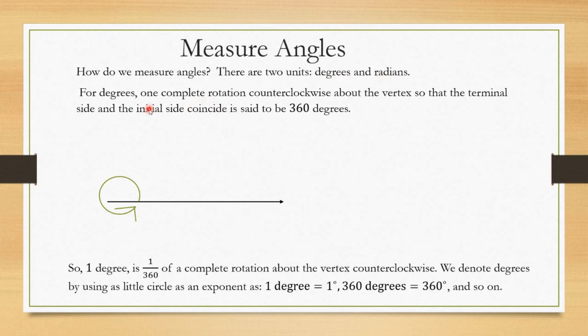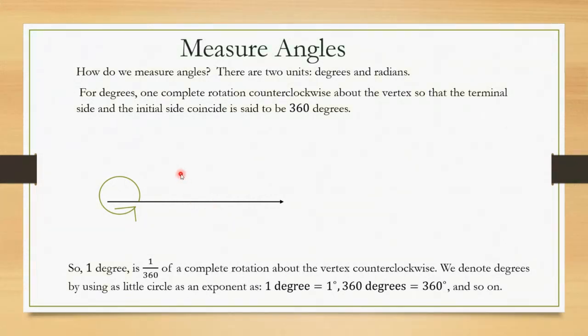For degrees, there is a formal definition, but let's just think of it this way. Imagine the initial position of an angle is this, rotating counterclockwise, going against the clock about the vertex. You do one full complete rotation so that the terminal side is on top of the initial side.